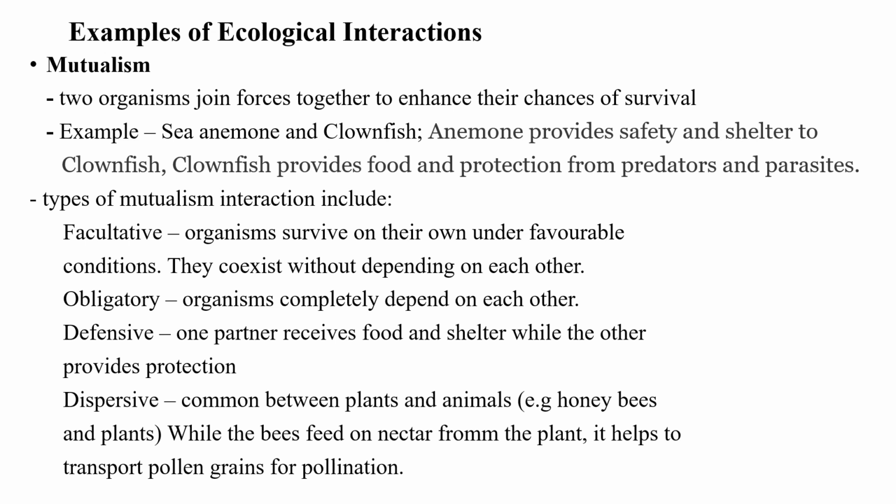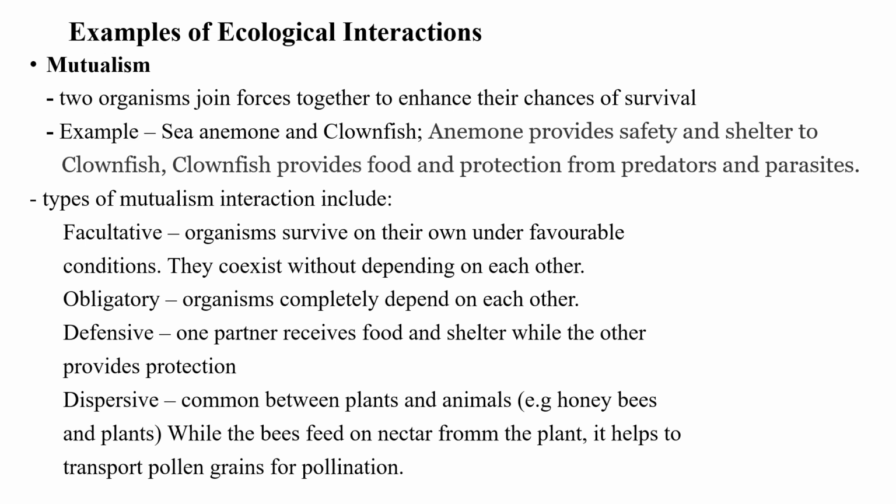The first one we're going to look at is mutualism. Mutualism is a type of ecological interaction that involves two organisms joining forces together to enhance their chances of survival. An example is the sea anemone and clownfish. While the anemone provides safety and shelter, the clownfish provides food and protection from predators and parasites. Mutualism has different types.